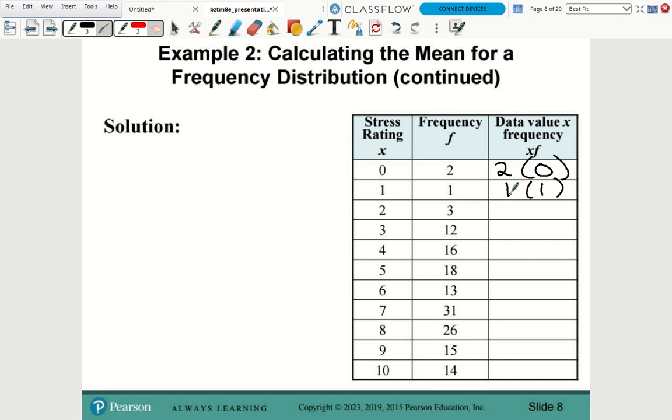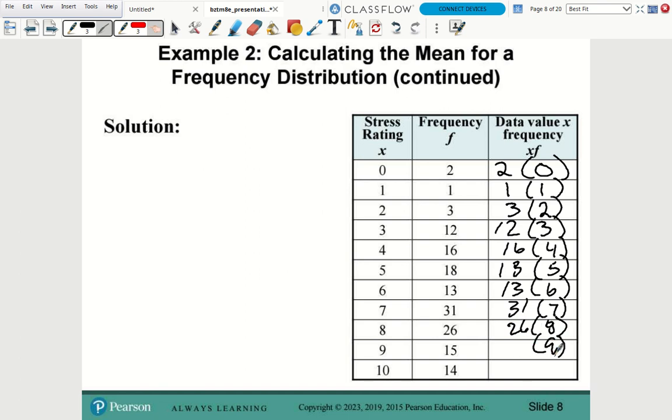And we're going to go through and add these together as we go. So I'm trying to help you set this up so when we put it in the calculator, it's going to be a lot easier to do. Because you don't want to try to count that you have 16 fours, right? You don't want to count that. You just want to do this. So as we keep going, it's going to be a stress level of 2 times 3, a stress level of 3 times 12, stress level of 4 times 16, 5 times 18, 6 times 13, 7 times 31, 8 times 26, 9 times 15, and 10 times 14.